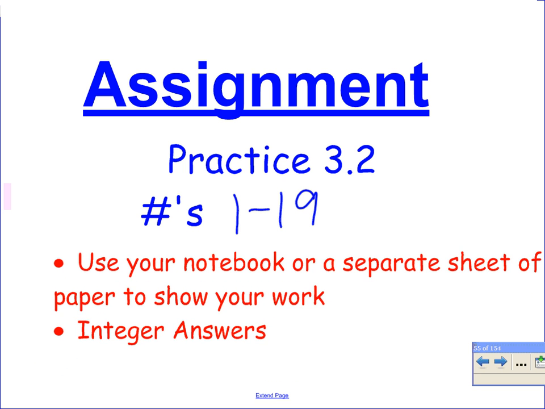All of your answers are integers. What does that mean? Alyssa, no decimals. All nice answers, okay? For this worksheet, Monday is a different story. Use your notebook or a separate sheet of paper to show your work. You will get a 0 on your assignment if you do not use your notebook or another sheet of paper for all the problems. Not enough room on here. 1 through 19, that's the whole thing.